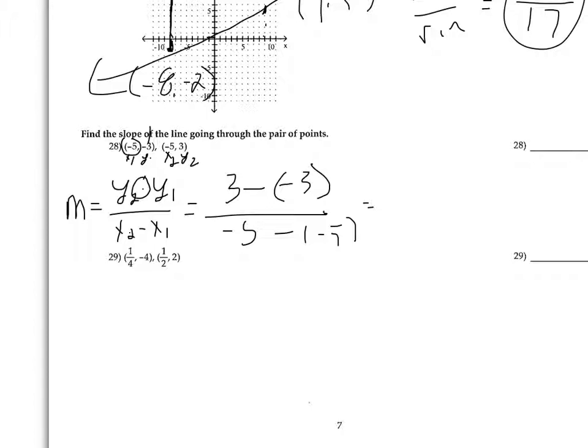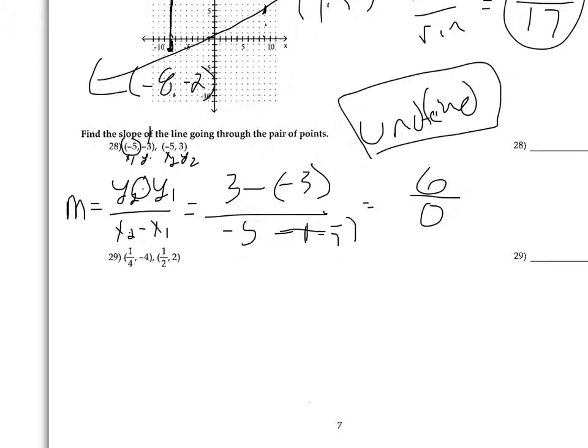So 3 minus -3 is 6. -5 minus -5 is really -5 plus 5, which is 0. 6 divided by 0 is undefined. So this is an undefined slope, and what that means is anytime we get an undefined slope, the graph of the line that contains these two points is a vertical one.